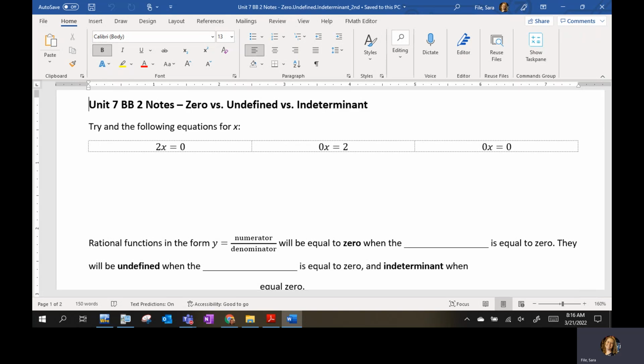So we're going to start with just a little warm up. I want y'all to take a minute and try to solve for x for these three equations. I'll give y'all, I don't know, 30 seconds, a minute to try that. See if you can solve for x.